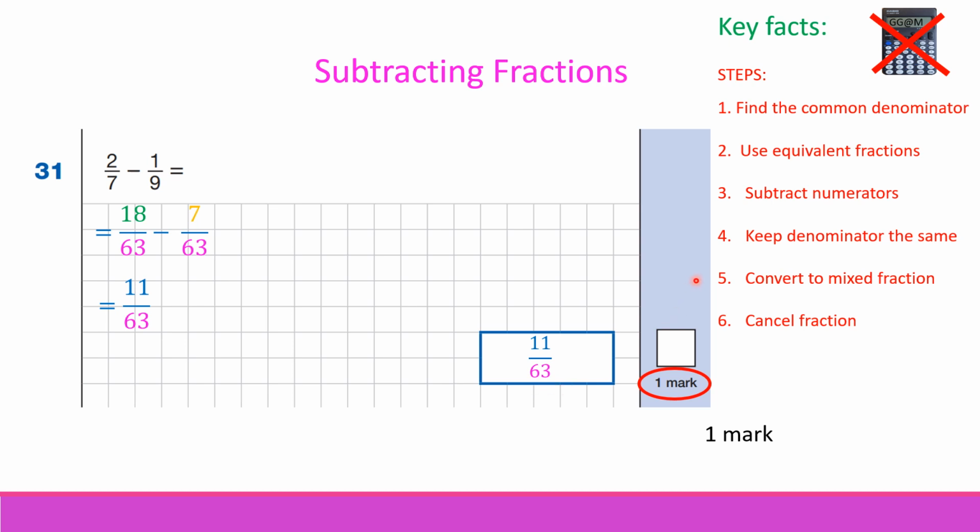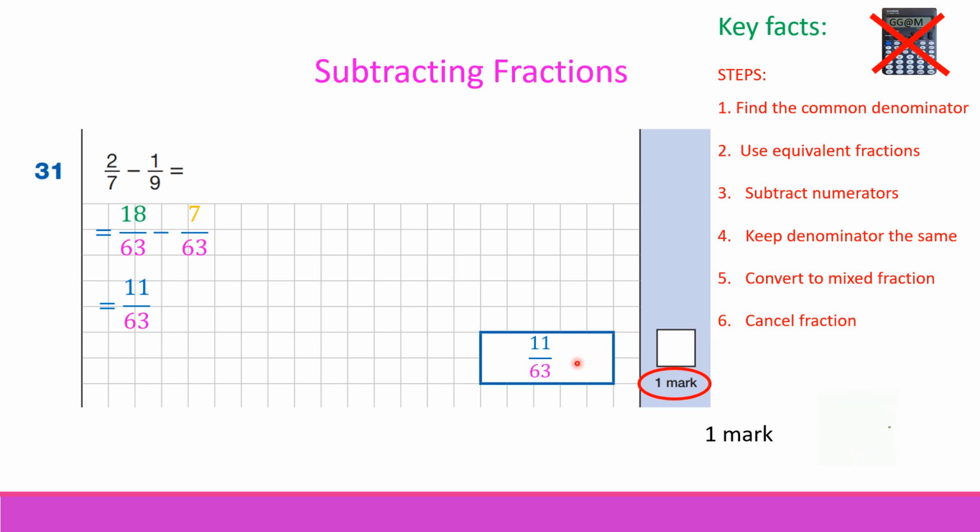We do not need to convert this answer to a mixed fraction because the numerator is smaller than the denominator. So this is a fraction, it is not over a whole number, so it doesn't need to be converted to a mixed fraction. And there is no number that goes into 11 or 63 to cancel this fraction down, so this is our final answer.